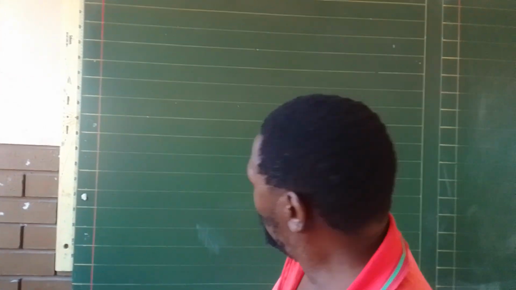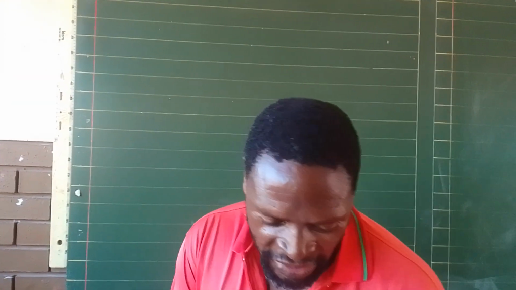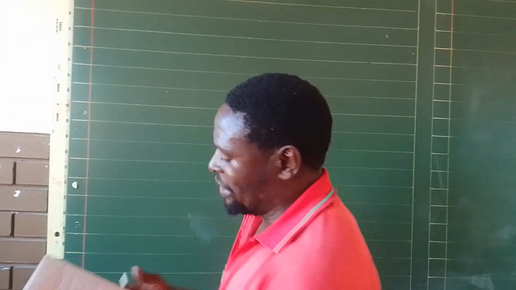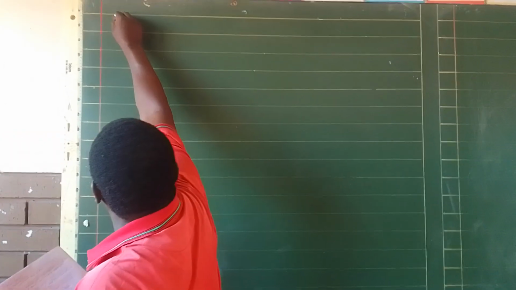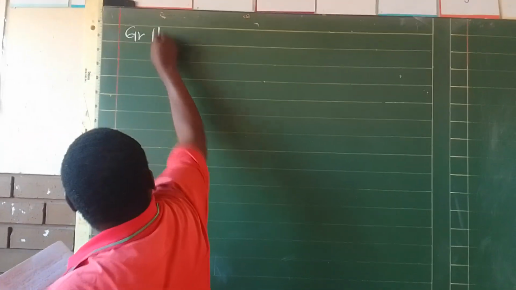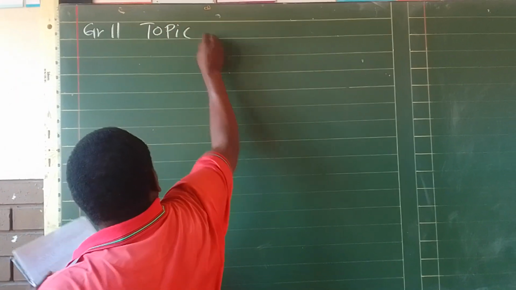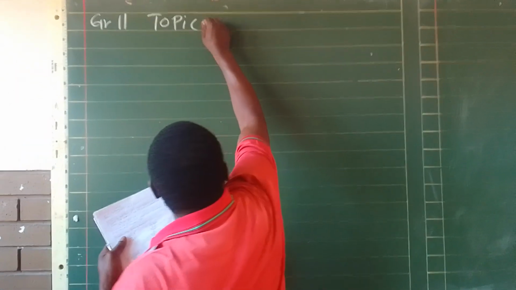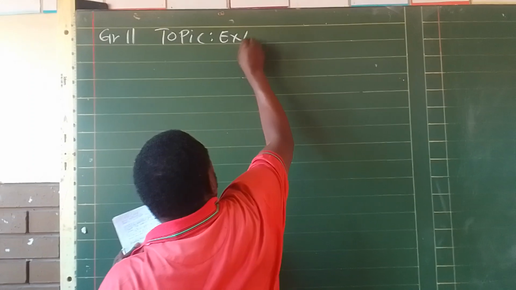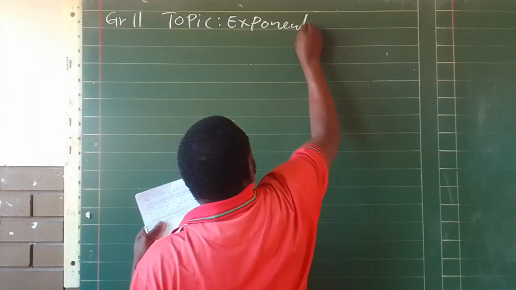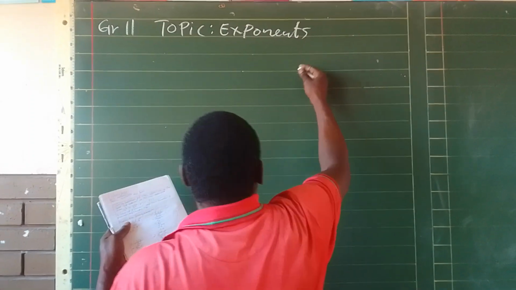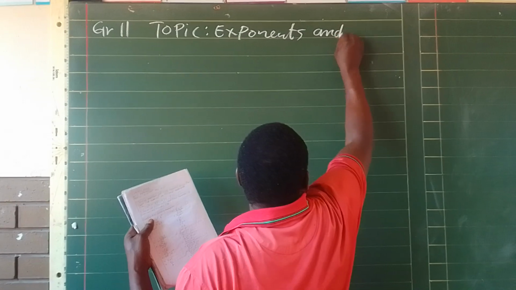Right, today's topic is going to be exponents. This is grade 11. The topic is exponents and surds.